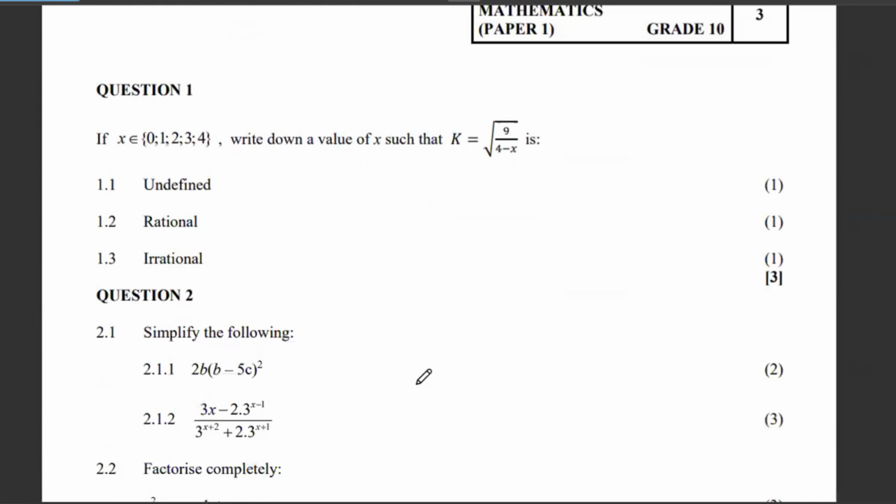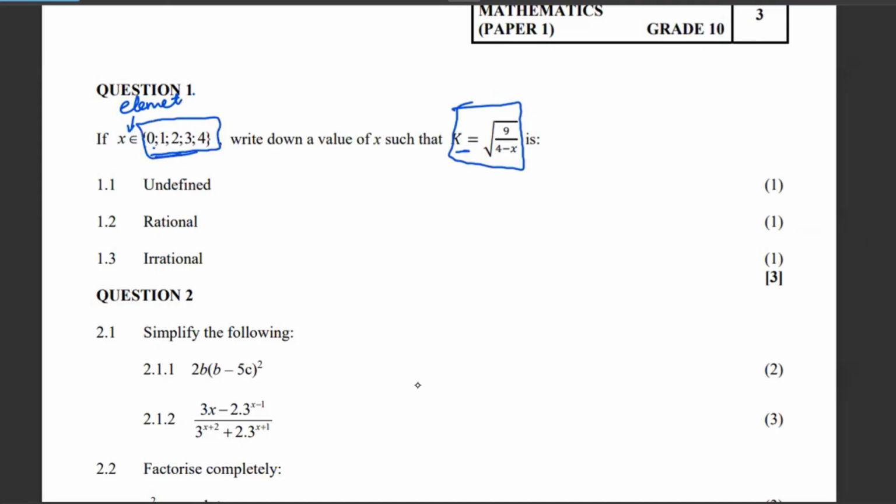Okay, so question number 1, which is the number types or the number system. This is accounting for just 3 marks in this paper. Now they are telling us that if X is an element, that ∈ means an element of a set. Okay, X is a set of 0, 1, 2, 3, and 4. Write down a value of X such that the expression is undefined, rational, irrational. So in other words, we must choose the answers from this set.